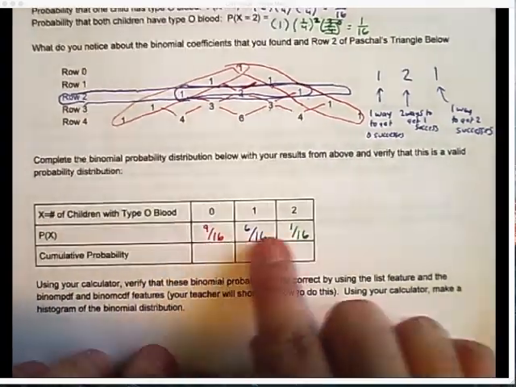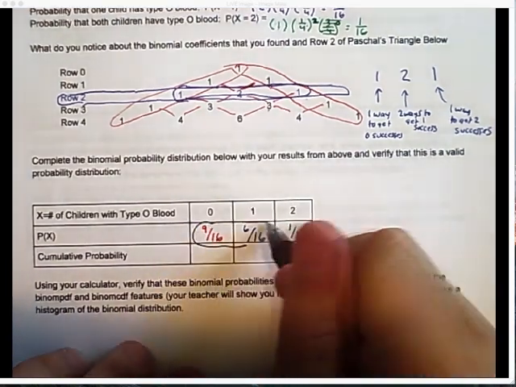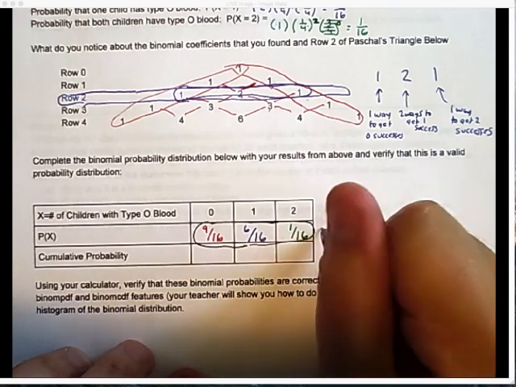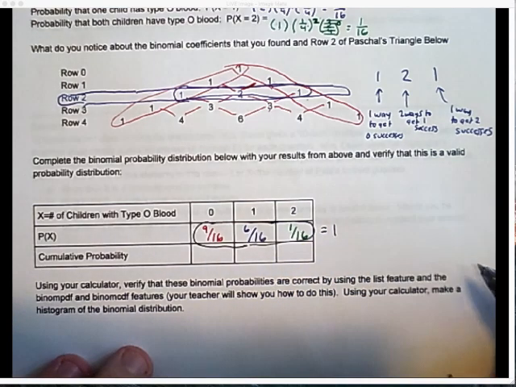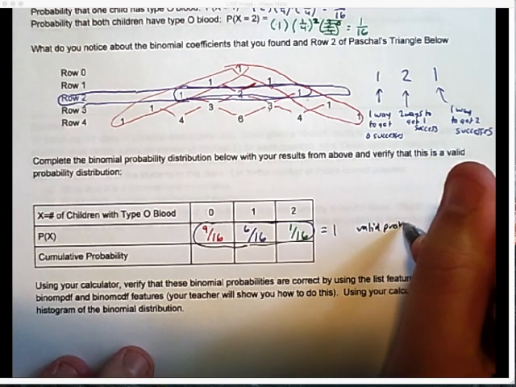So we put the numbers in here. Do these add up to give me 1? Yes, they do. That equals 1. So it is a valid probability distribution.